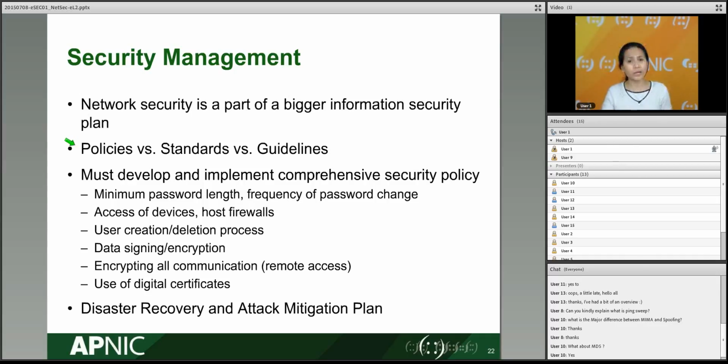And you also have guidelines. Guidelines is more of what you tell your users, guidelines for how they can help out with security by doing these things. All right, so you should have a look at those.